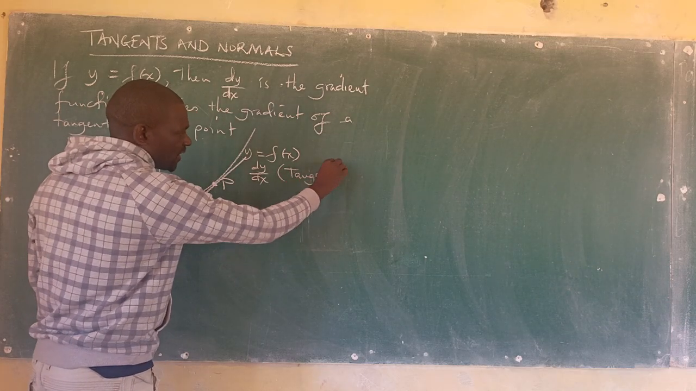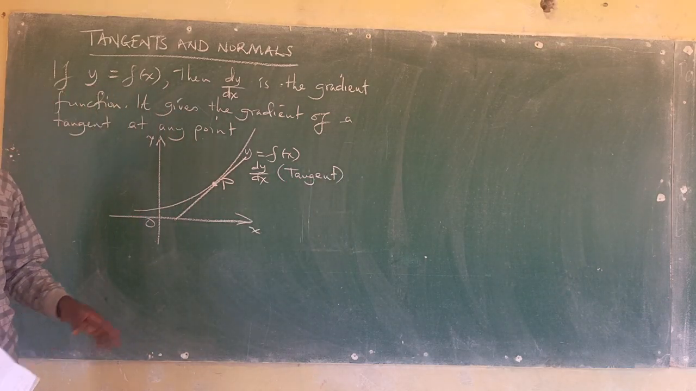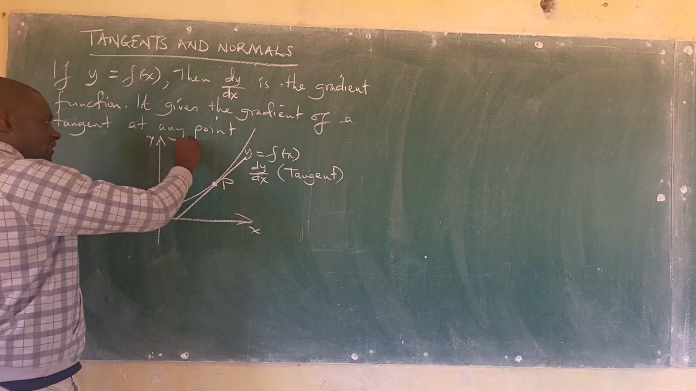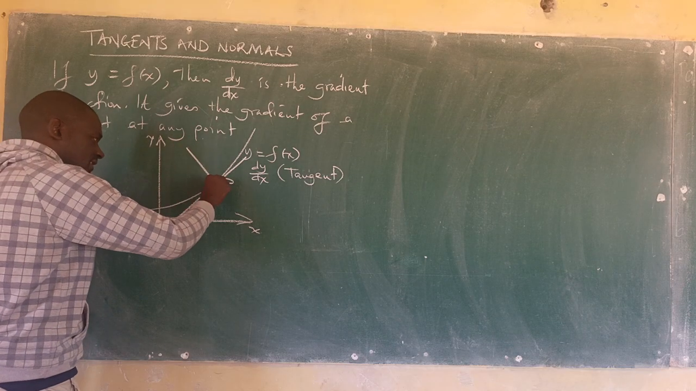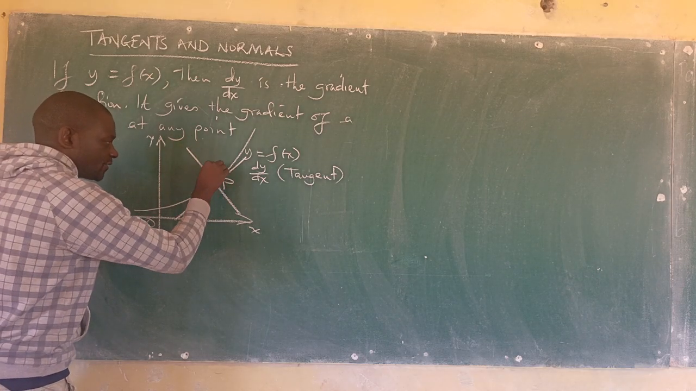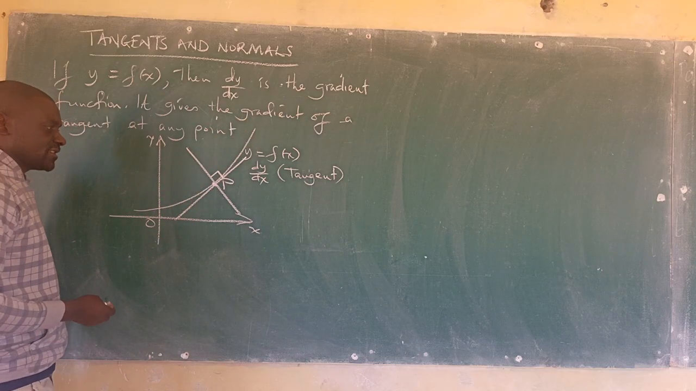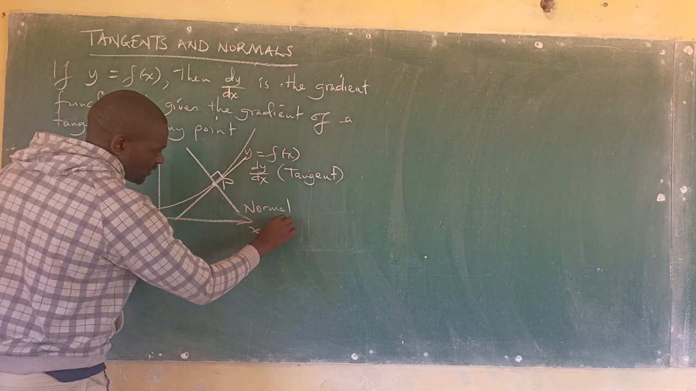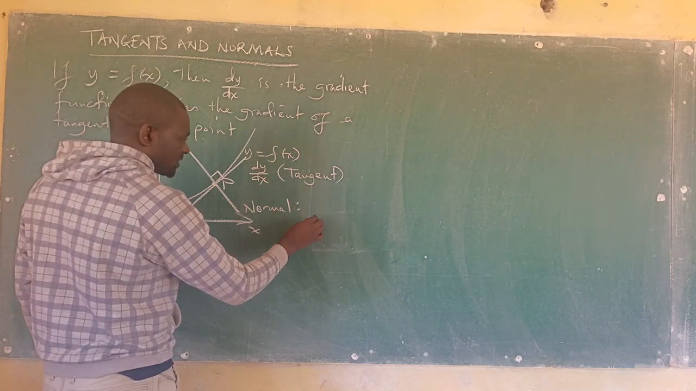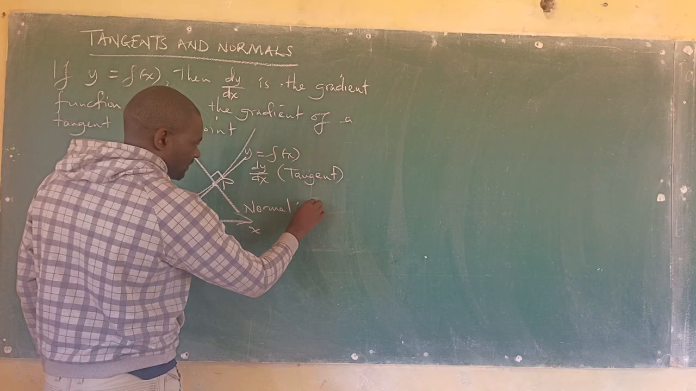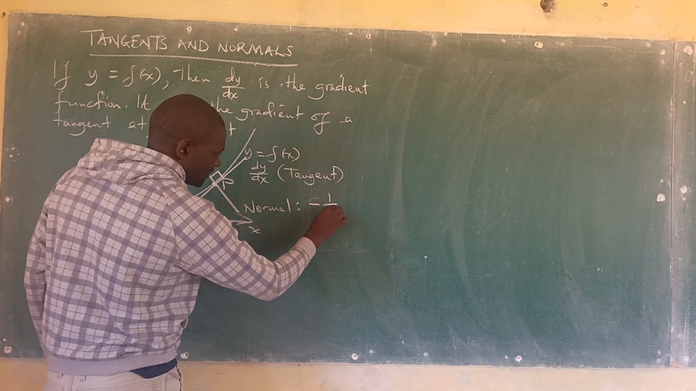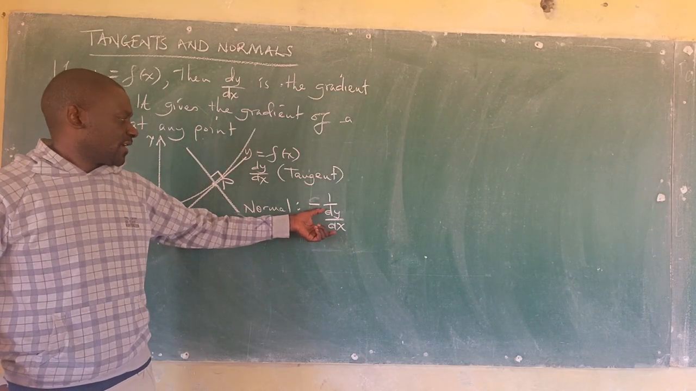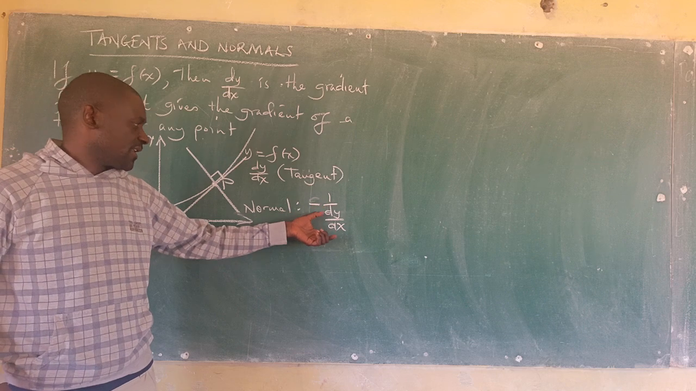Now, what we call a normal to a curve is simply a line that is perpendicular to the tangent, meaning they meet at a right angle. So if I put this line like this, such that here it forms 90 degrees with the tangent, then this simply means this one is a normal. So that's what we call a normal to the curve. And its gradient is simply -1 over dy dx.